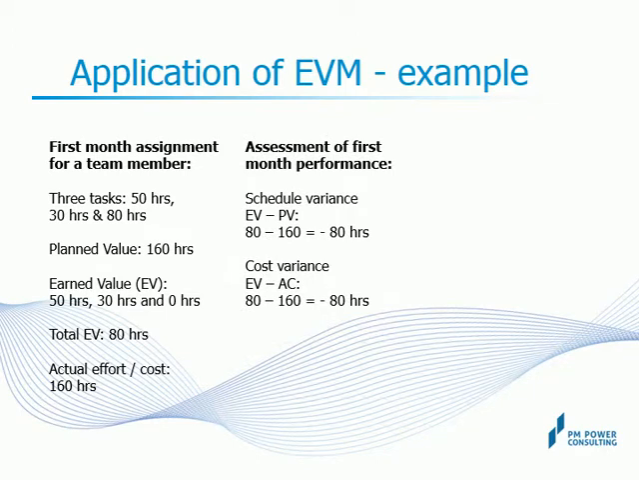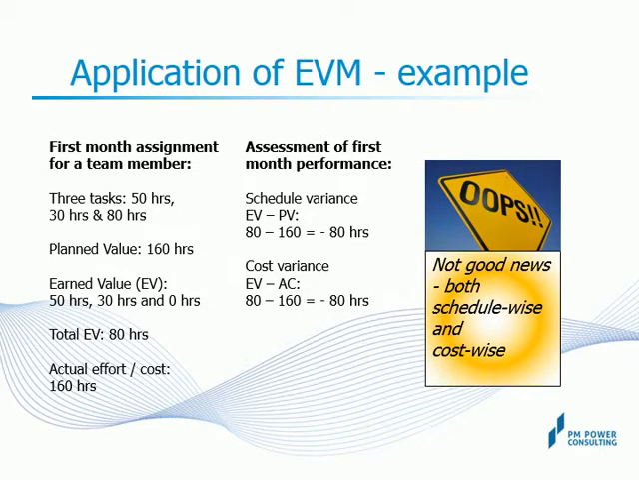So now the performance for the first month can be looked at in 2 ways. Schedule variance, which is defined as earned value minus planned value, and cost variance, which is earned value minus actual cost or effort. You can see that both these are negative. That's not good news. Negative schedule variance means that there was a certain amount of work planned for the month, which is the PV, but the developer could only achieve much less, which is the EV. So the developer's tasks are behind schedule.